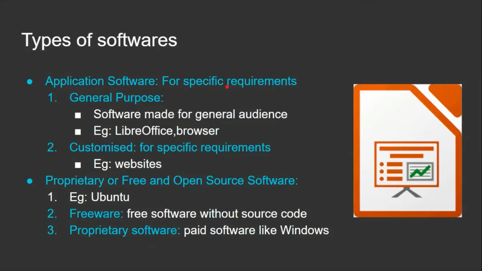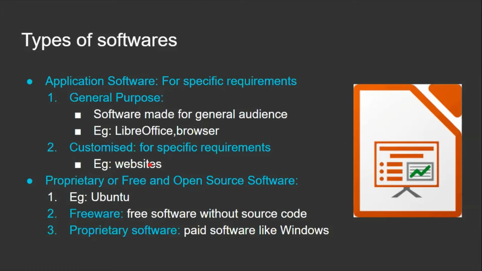Again, these can be classified in two points: general purpose and customized. General purpose software is made for a general audience, like LibreOffice and browsers. Google Chrome is general purpose software because anyone can download it and it's meant for anyone to use as a browser. But customized software is meant for specific requirements. Like if a company asks you to make a website for them, it is called customized software because it is customized for their very requirements.